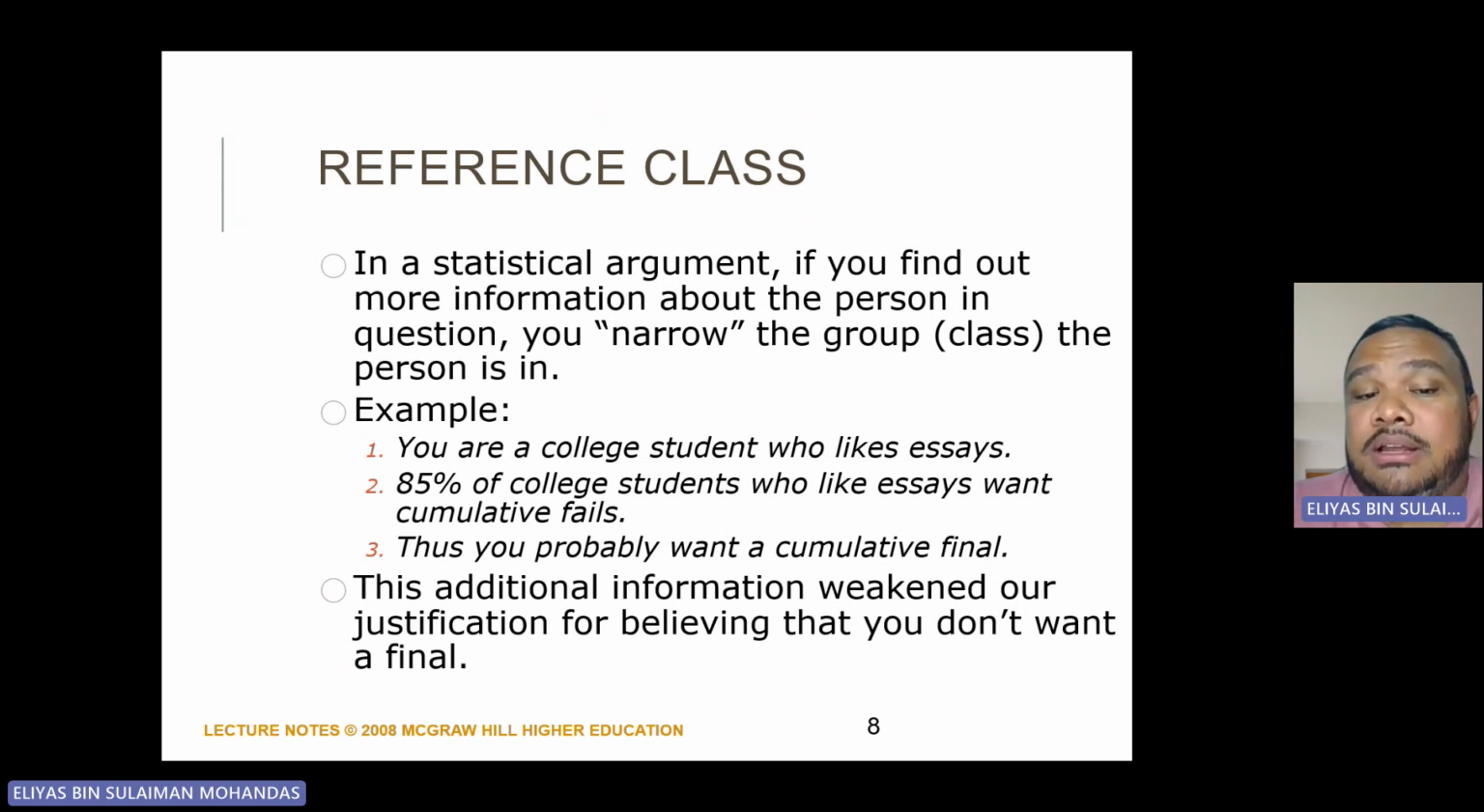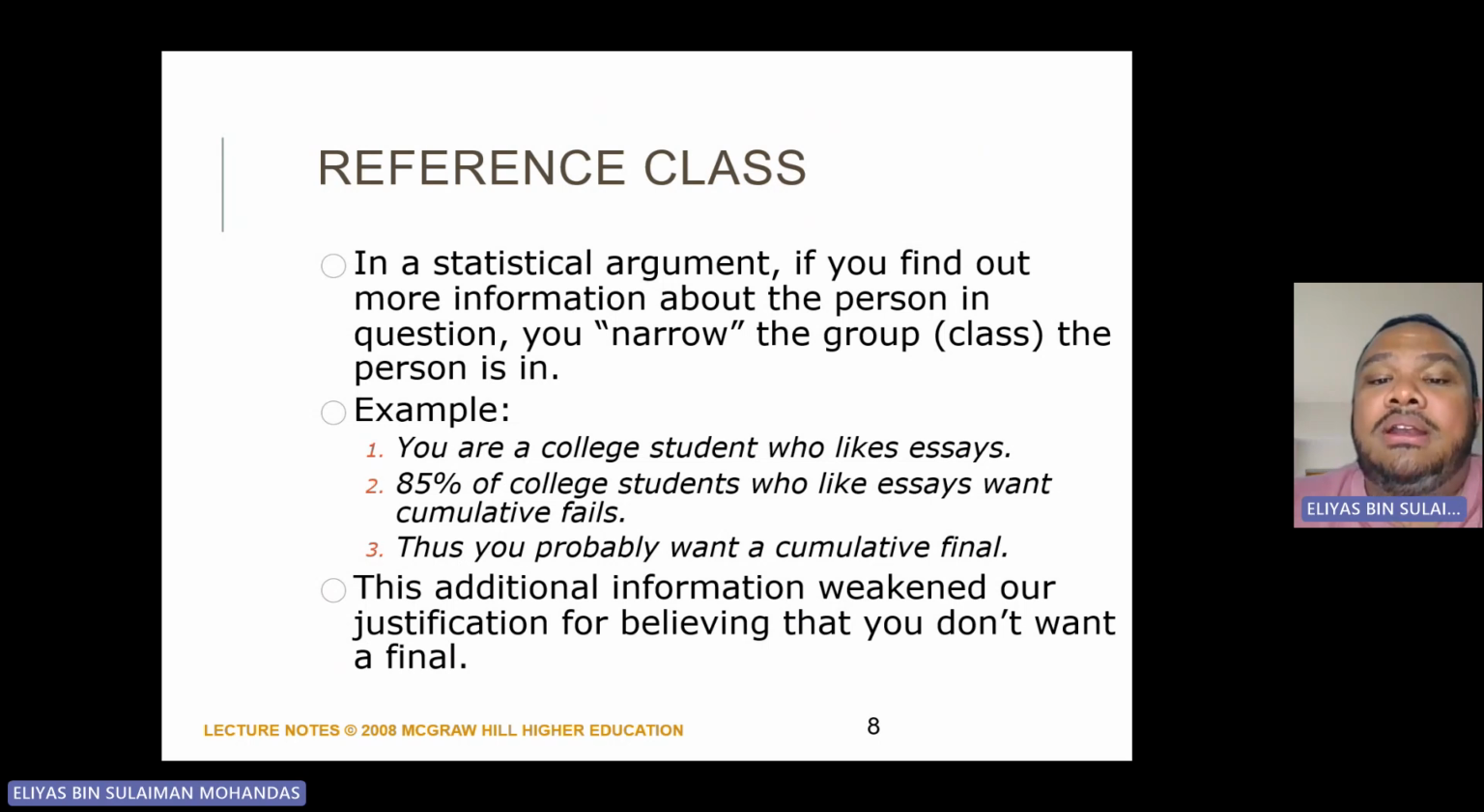Nampak tak? So the more information you have for that person, the more chance for that person to be the opposite of the given. Tadi kalau you tengok the conclusion is you stand a chance of not wanting the cumulative final, kan? Tapi because now you are students who like essays, and apparently, they did a survey, 85% of them who like essays, they nak pula cumulative final. So that means you dah fall in that.